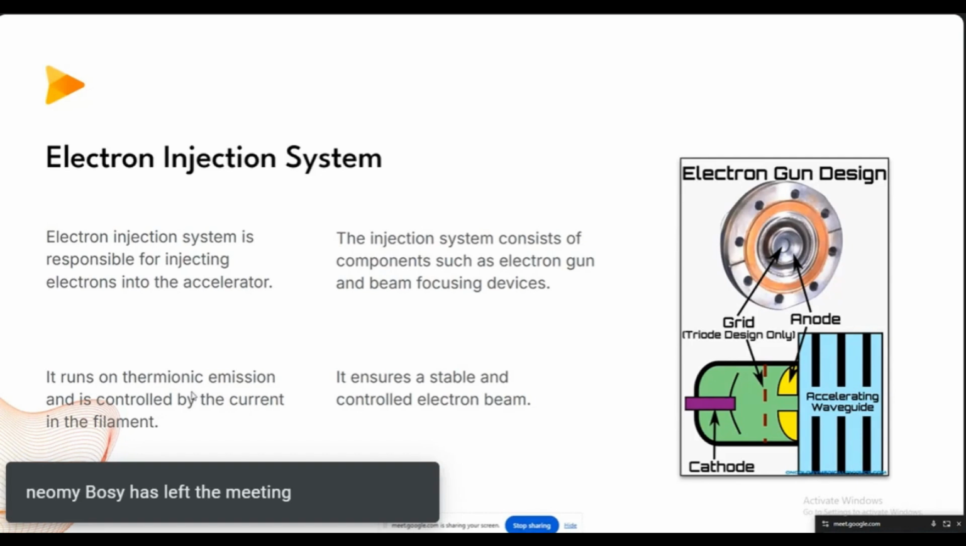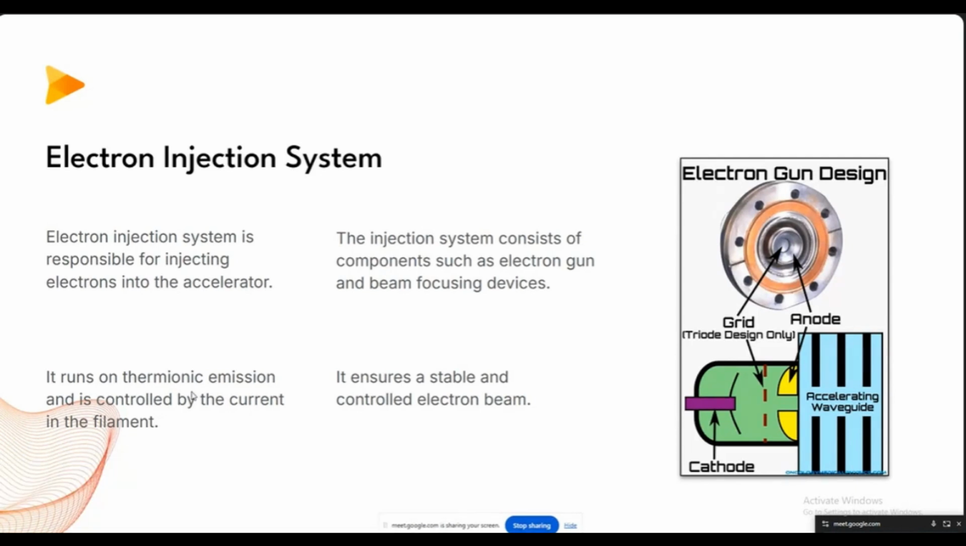If you put another electric field, if you put some positive charge outside that electron cloud, that electron cloud will be sucked to the positive charge, that is the anode. That is how those electrons are being ejected from that metallic filament.